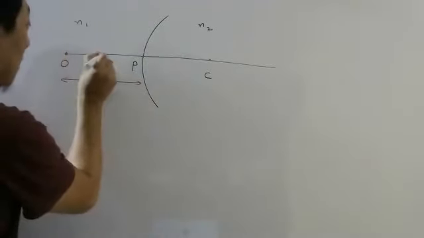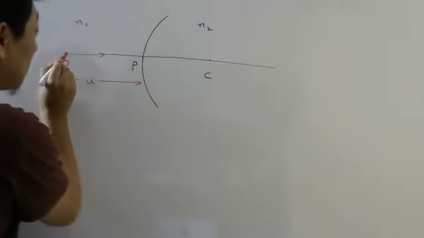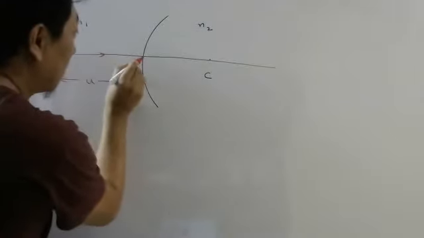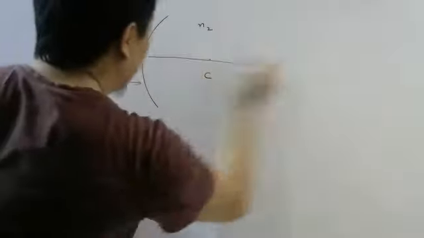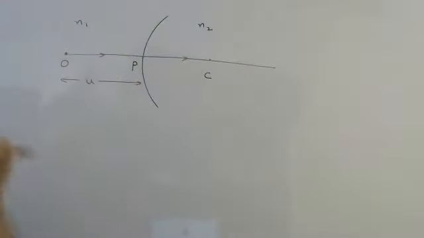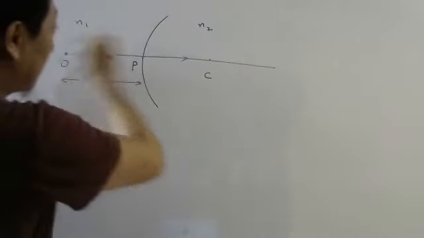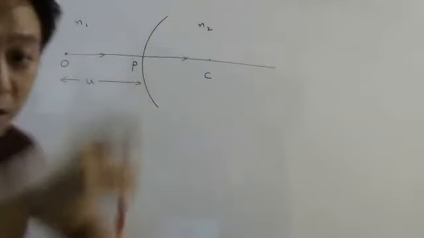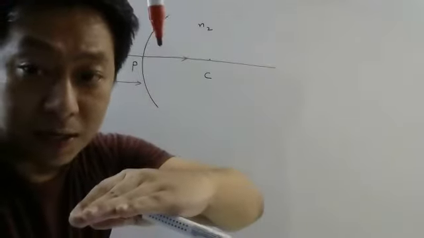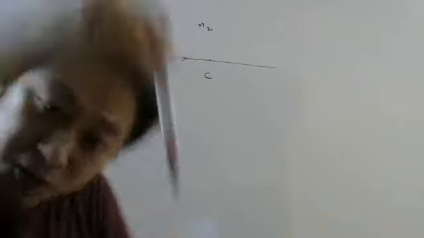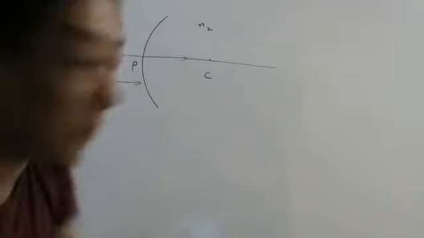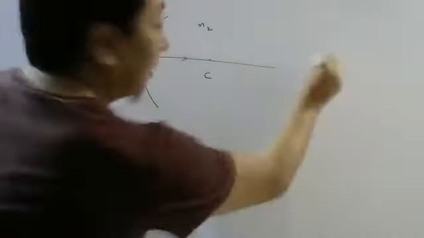So this is my one incident ray. You can see this is going normally to the surface. So this will go straight out, right? Because this is passing perpendicular, it is hitting the surface perpendicularly. When a ray of light hits the surface perpendicularly, it will go straight. No bending will happen. So this light will go straight.